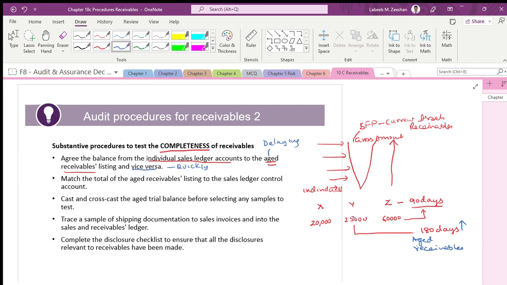Match the total. This is what we are doing: aged receivables to the sales ledger account. Definitely, we are only doing this for the accuracy.